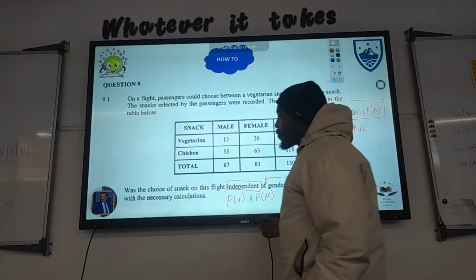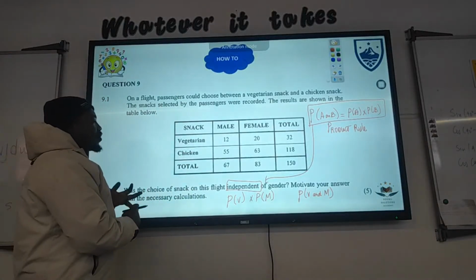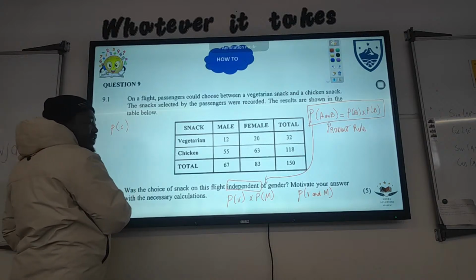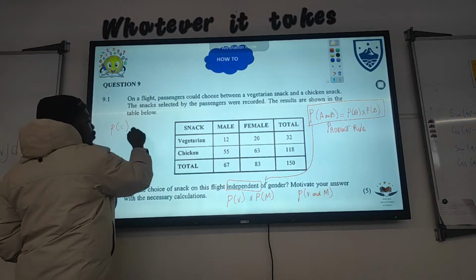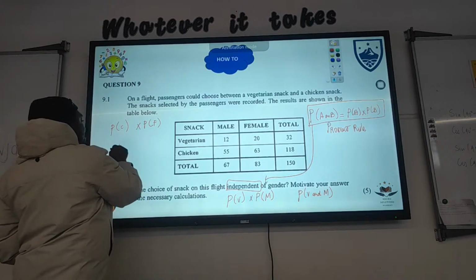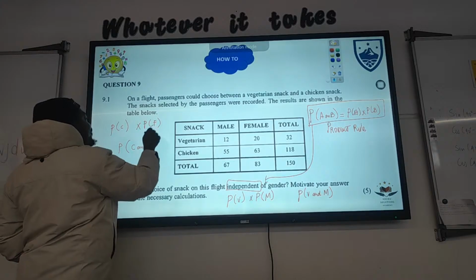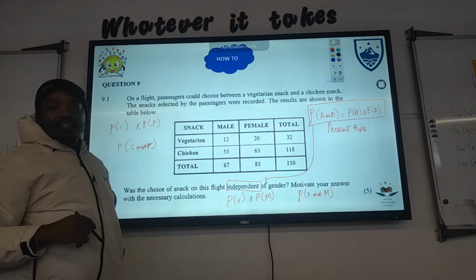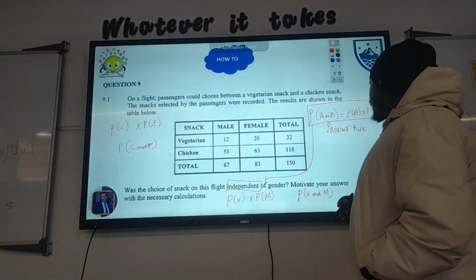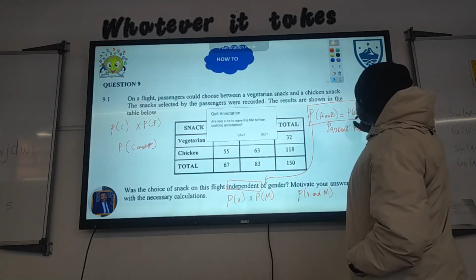Somebody can also say, because I'm testing gender, I can pick any gender and any snack. So somebody can say, I'm going to pick chicken, the probability of chicken, and multiply it by the probability of a female. Then I must compare it with the probability I'm going to get for chicken and female. If these two are equal, then I can say the two events are independent. Are we okay? Let me just erase the side so that I can make some space.